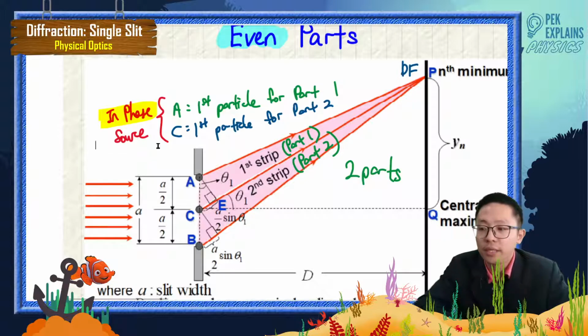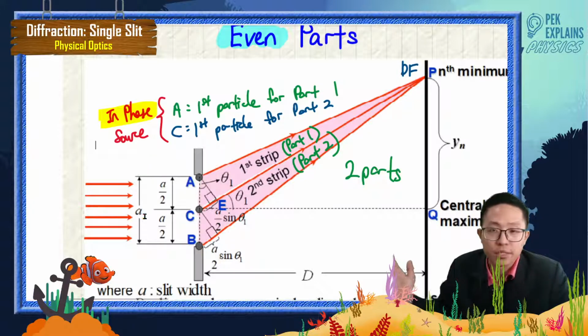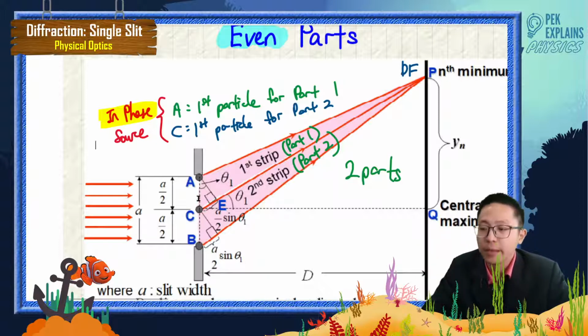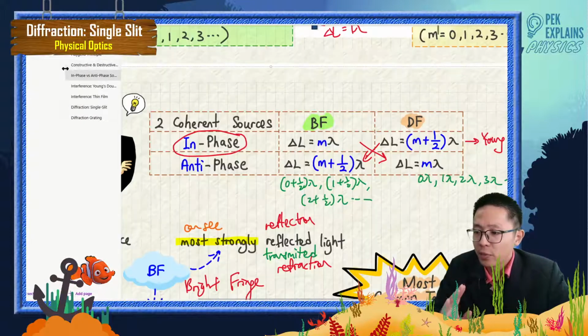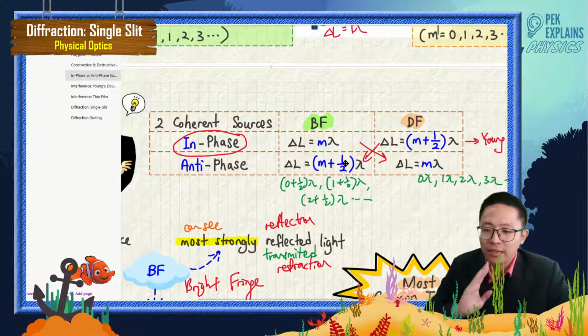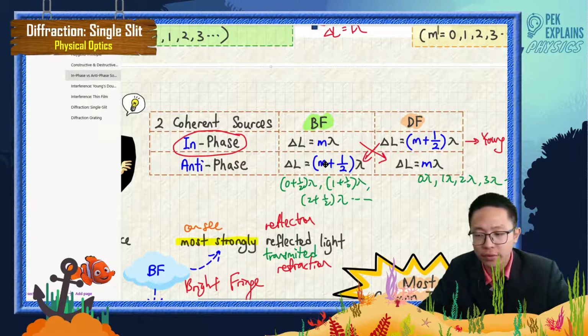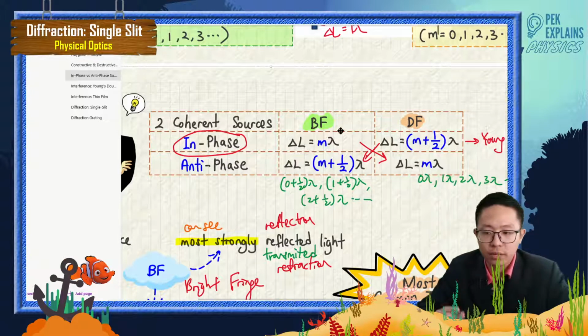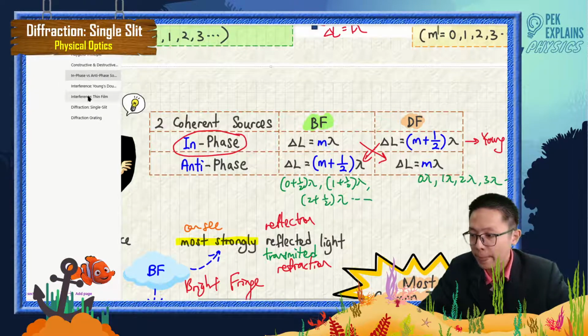Wave A and wave C are in-phase source because they receive the same wave at the same time. Don't talk about anti-phase, because with anti-phase the whole thing becomes different. The delta L becomes opposite for bright fringe and dark fringe. I'm not talking about anti-phase. I'm talking about in-phase source.